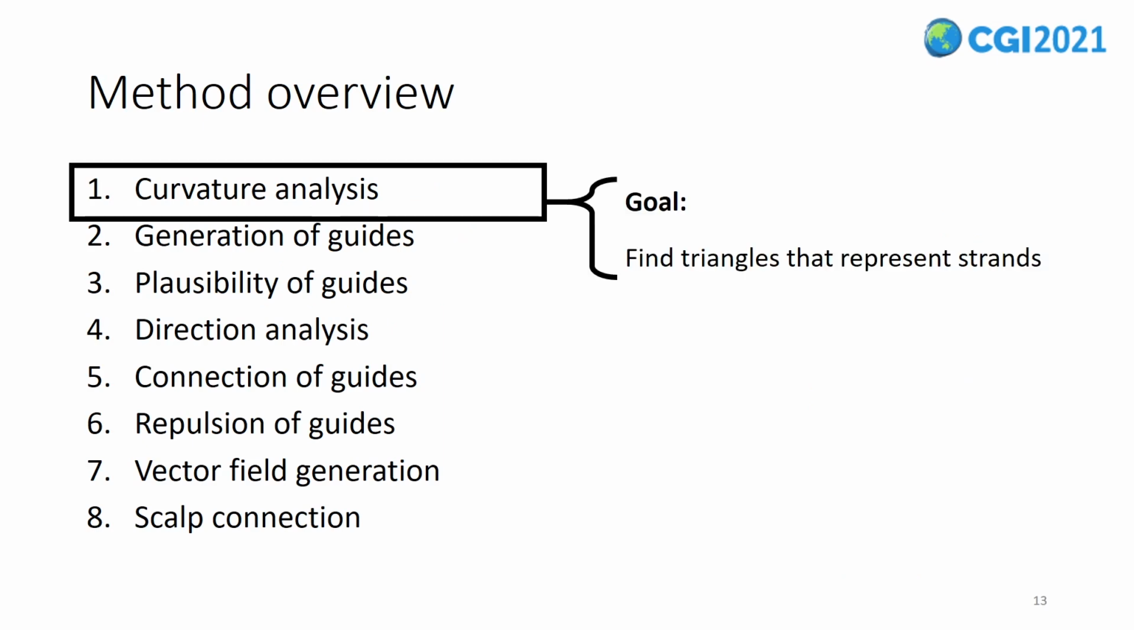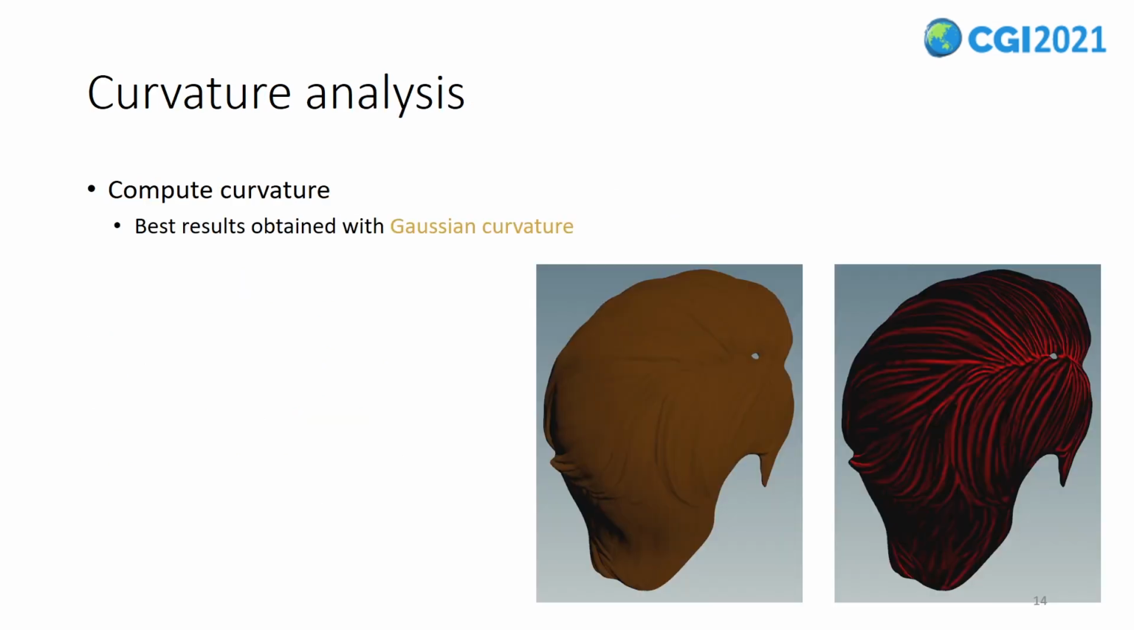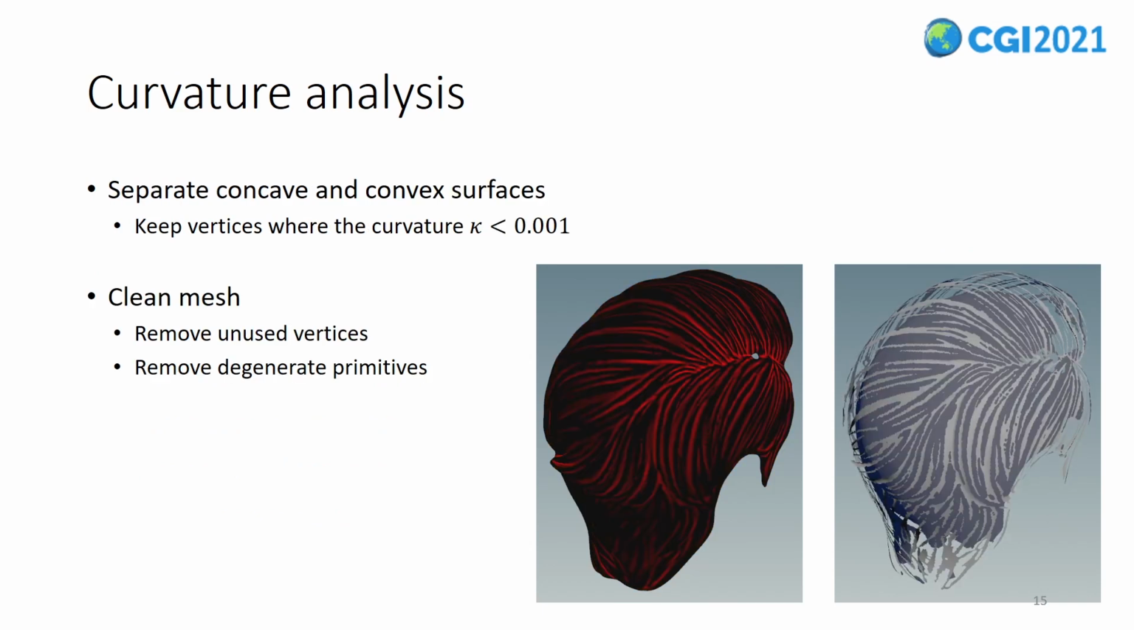First, there is the curvature analysis, where the goal is to find triangles that represent strands. We do that by first computing the Gaussian curvature on the mesh, and then we keep the parts of the mesh that correspond to concave surface regions. After that, we clean the mesh by removing unused vertices and removing degenerate primitives.